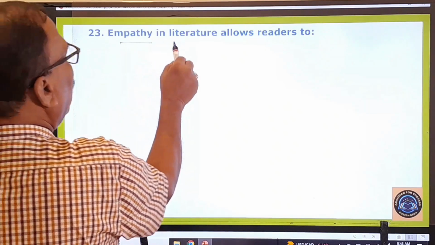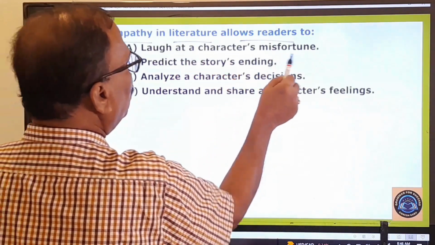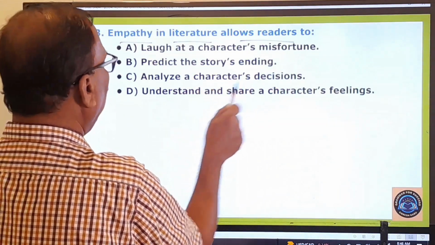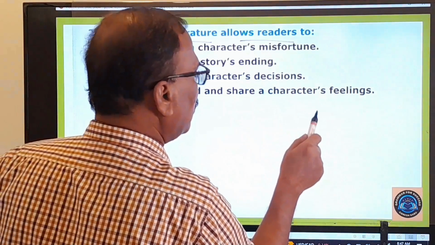23rd one, empathy in literature allows readers to laugh at a character's misfortune, predict the story's ending, analyze a character's decisions, understand and share a character's feelings.